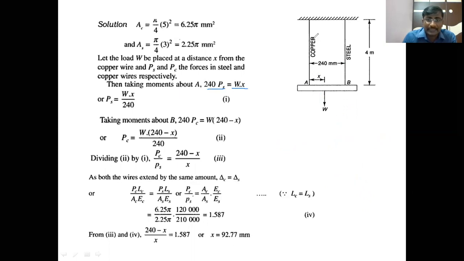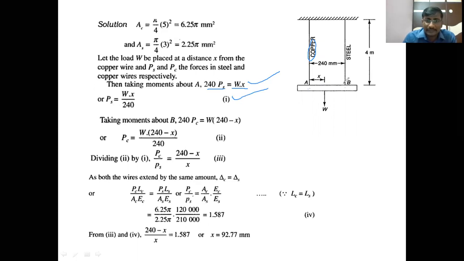What about PC, the load shared by the copper, which is passing through A? The perpendicular distance is 0. Therefore, we need not consider the load shared by the copper in taking the moment at point A. So 240 PS is equal to W into X. From this, PS, the load shared by the steel, is equal to WX by 240. Keep it as equation 1, taking the moment about point A.